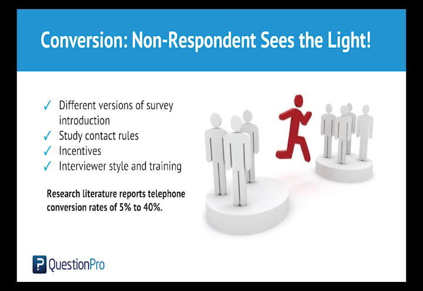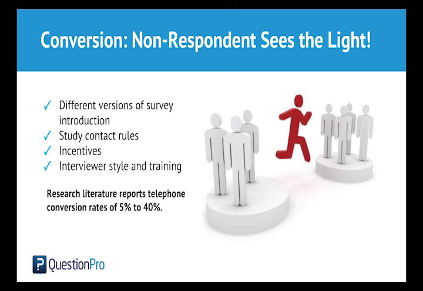Another critical way of addressing the non-response issue is by conversion, basically working to convert non-respondents to respondents. And there are a variety of ways that we can do that. One is by modifying the survey introduction, using different introductions to appeal to different types of respondents. Another is by looking at the contact rules. What are the rules of engagement, as it were, for the survey, and can those be modified in any way to try and improve our potential response rate? We can also look at incentives. We'll talk about incentives a little bit more in just a couple of slides. And then lastly, interviewer style and training.